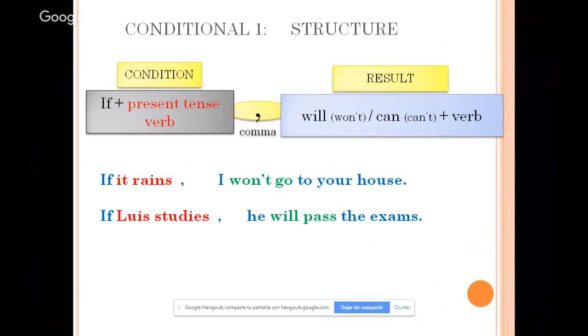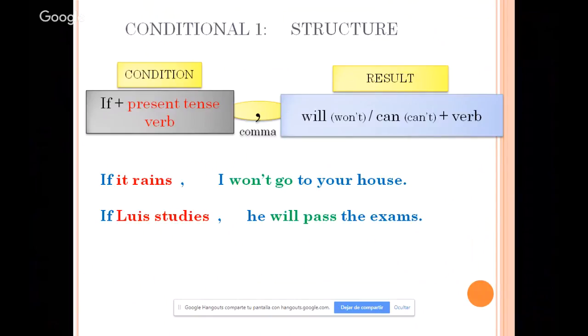Let's check these two examples. If it rains, comma, I won't go to your house. If Luis studies, comma, he will pass the exams. So here you notice in the condition the particle if and the present tense verb in red: rains, studies. Then on the result clause, you can notice in green we are using will or won't in negative, right? To express the result in the future.